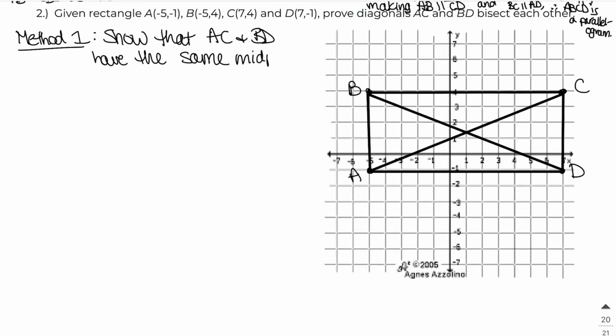Because if they have the same midpoint, that means that they have to bisect each other, because bisect means they're going to cut each other in half. So we know that AM has to be equal to MC, and we know that BM has to be equal to MD if they truly have the same midpoint. So the first thing I'm going to do is find the midpoint of segment BD.